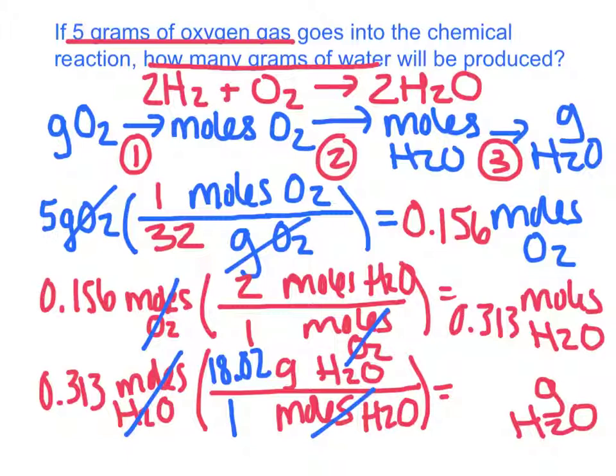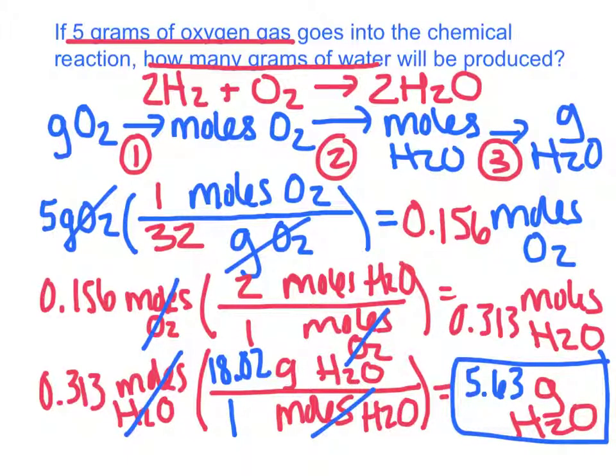Again, all right, PEMDAS says I have to divide 18.02 by 1, which gives me 18.02, and then I'm going to multiply it by that 0.313, and I end up getting, final answer here, 5.63 grams of H2O. I always do a double check to make sure that my answer is what they were asking for. So what were they asking for? Grams of water, and I gave them grams of water.